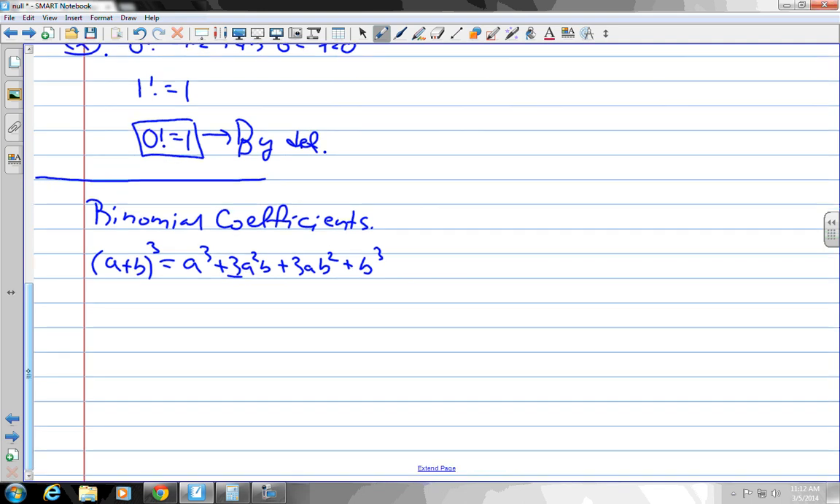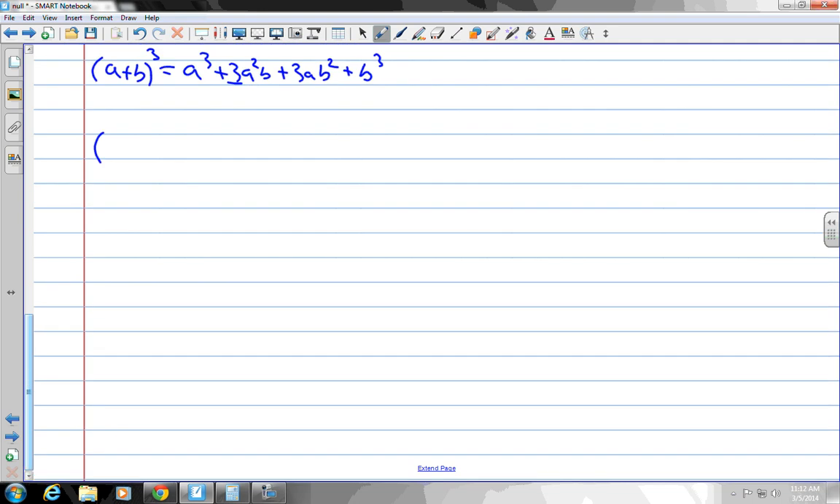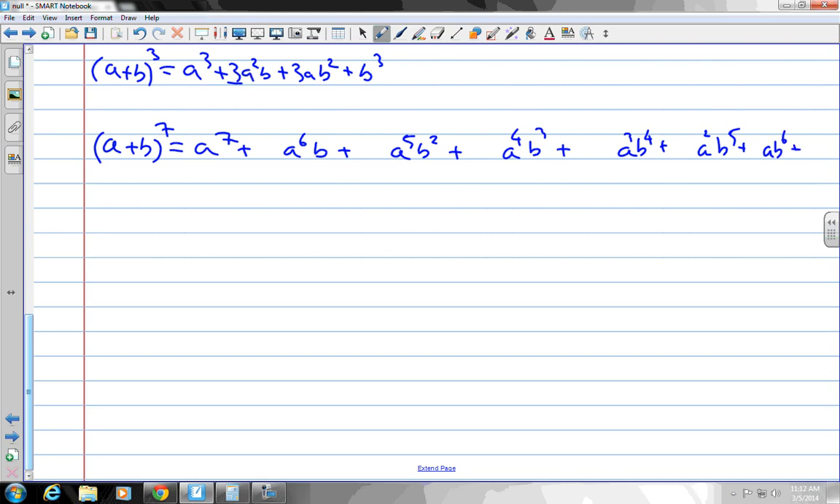So that means if I take the same logic, and if I want to do a plus b to the power 7, so that means I'll have a to the 7th, a to the 6th b, a to the 5th b squared, a to the 4th b cubed, a cubed b to the 4th, a squared b to the 5th, oh boy, a b to the 6th, and then b to the 7th. Right? I'm just missing the coefficients.